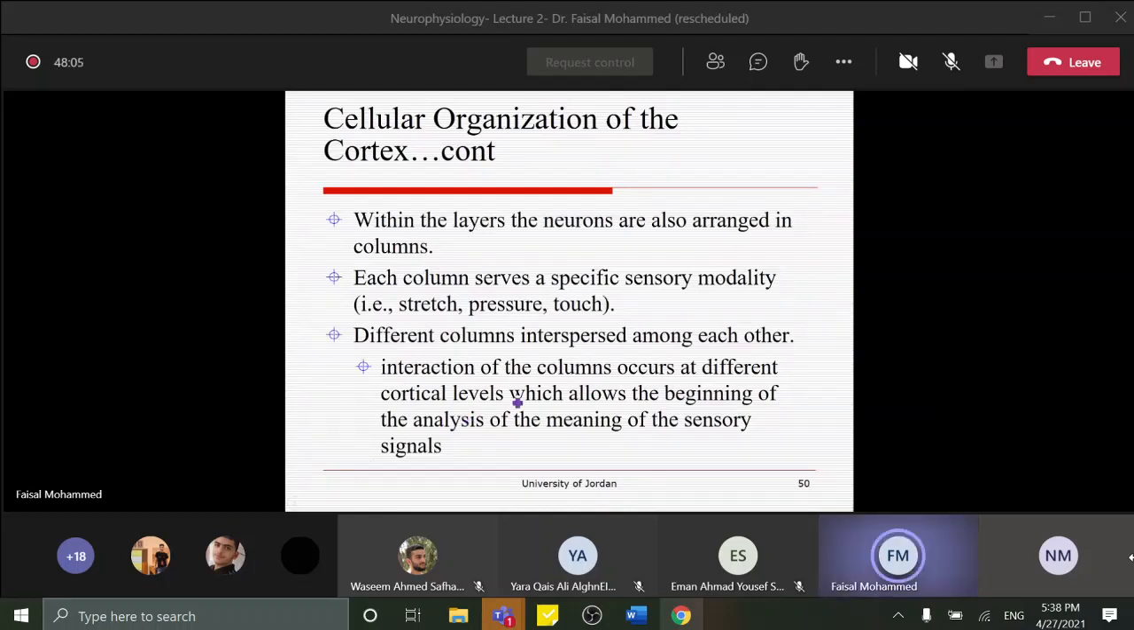Within layers, the cerebral cortex is arranged into columns. Each column, like pillars of these areas that we saw, and every column is confined to a certain sensory modality. Don't bother yourself about them either. Different columns intersperse, and interaction between columns occurs.